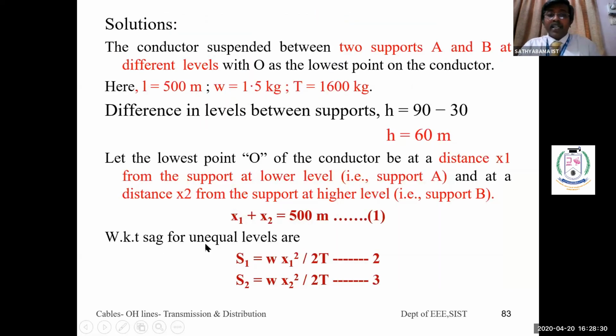We know that for unequal levels we have two equations: S1 is equal to Wx1 square divided by 2T, and S2 is equal to Wx2 square divided by 2T. So our ultimate aim is to calculate X1 and X2. Once you find X1 and X2, easily you can calculate sag1 and sag2. In the next slide we will see how to find X1 and X2.